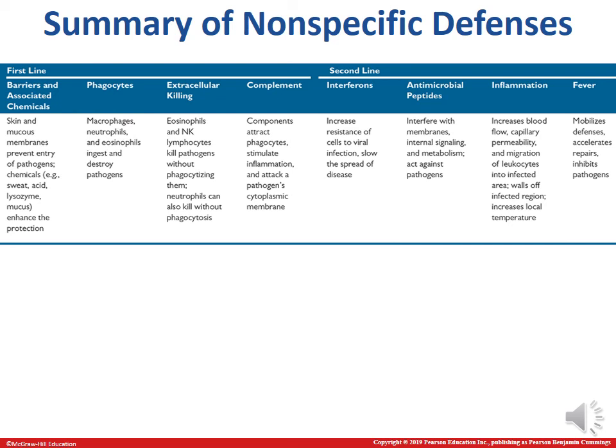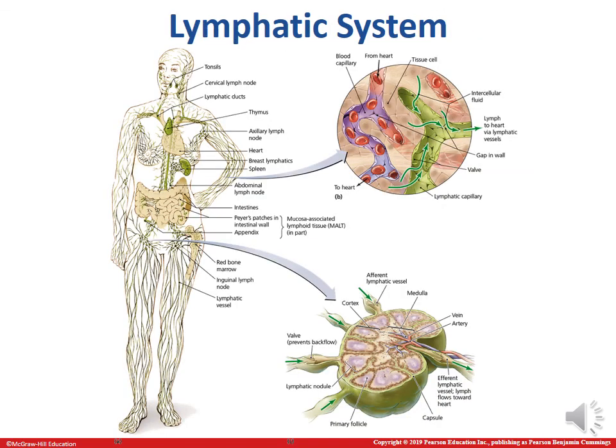So this is a nice little summary table of those first and second line defenses that we've been talking about. In the next chapter, we're going to talk a lot about the lymphatic system, because this is really where your third line defenses are actually going to do their job.